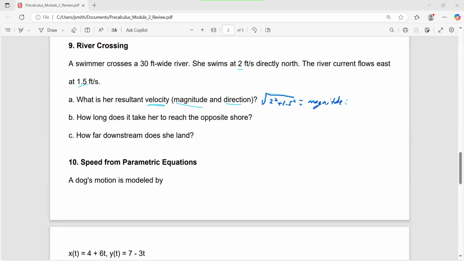You said 2.5? Yeah, perfect. And then to find the direction, is this going to be tan inverse of B over A? This is your A, this is your B, because this is you swimming. This is the current you're going to fight against. So in this case, that would be 1.5 over 2, whatever that answer is.